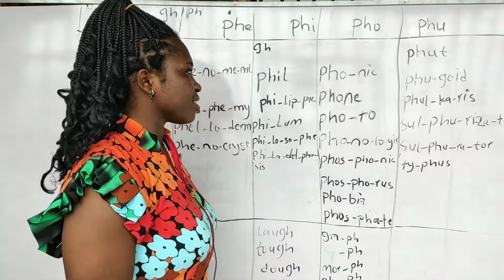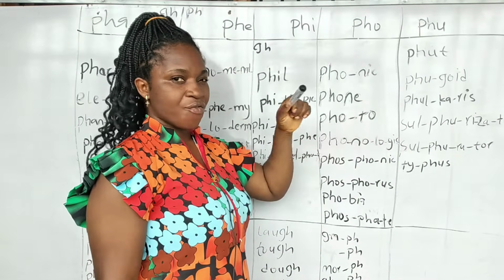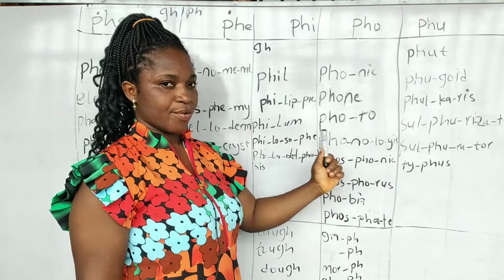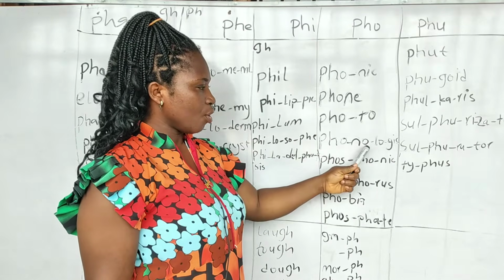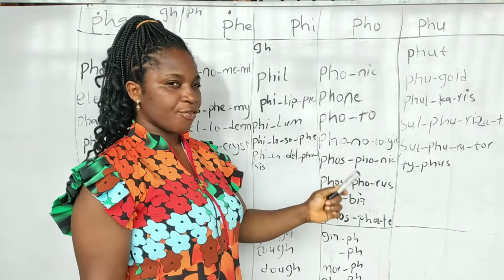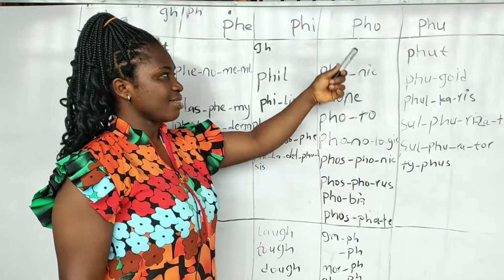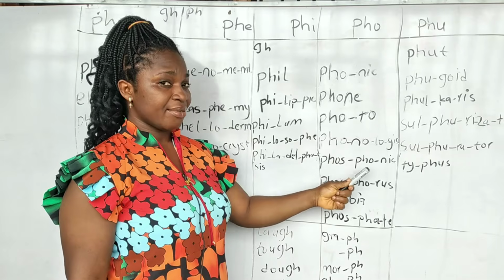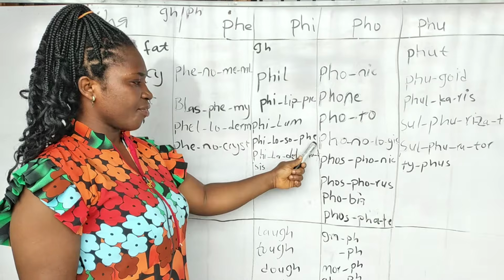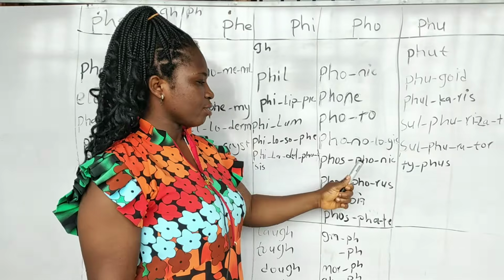So this is fo. We have phonic, phone, photo, phonologic, phosphonic. So you can see from this list that this equally sounds the same whether at the beginning, at the middle, even at the end, just like we have right here. Philosophy. This is the phi, you remember? So we move on, we have phosphonic.